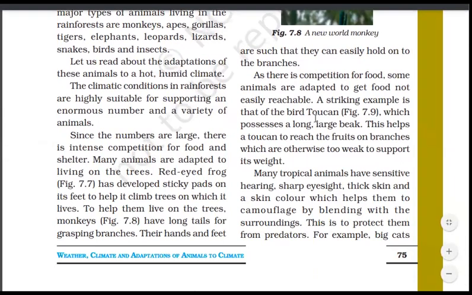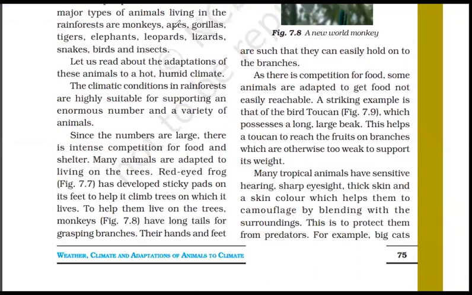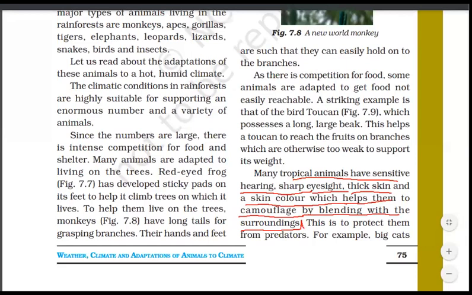Now, this is one more characteristic that you should remember. Most of the tropical animals have sensitive hearing, sharp eyesight, and thick skin. And skin color is generally dark. Have you observed that most of the tropical animals, most, I'm not saying all, have a dark skin tone? They can hide themselves behind trees, among trees. It's not easy to identify them in the forest.